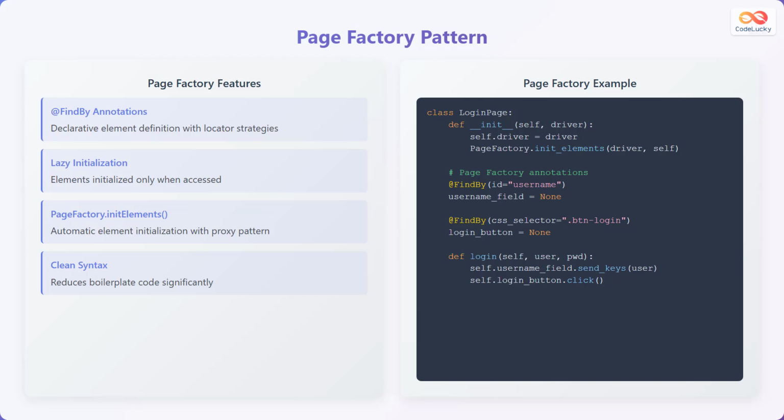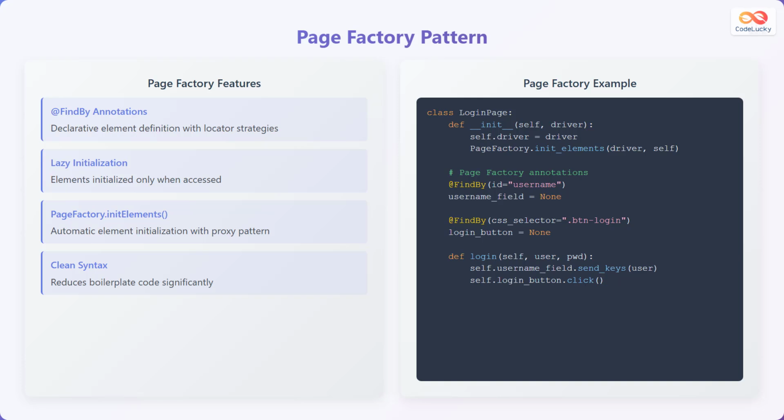Page Factory is an extension of the page object model that uses annotations to simplify element initialization. It provides several advanced features that reduce boilerplate code. Find-by annotations allow declarative element definition with various locator strategies like ID, CSS selector, or XPath. Lazy initialization means elements are only initialized when first accessed, improving performance.